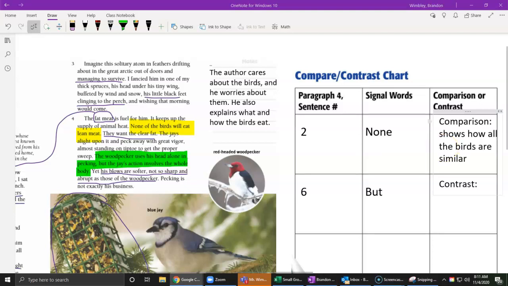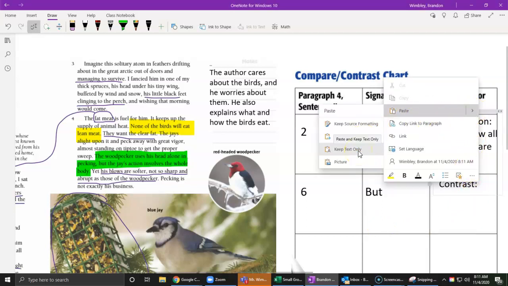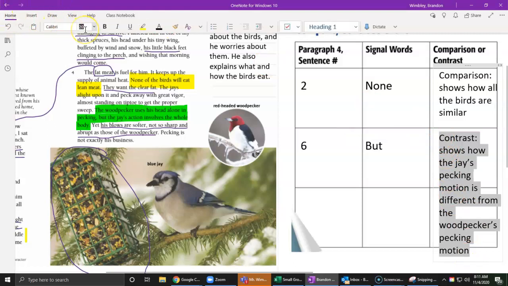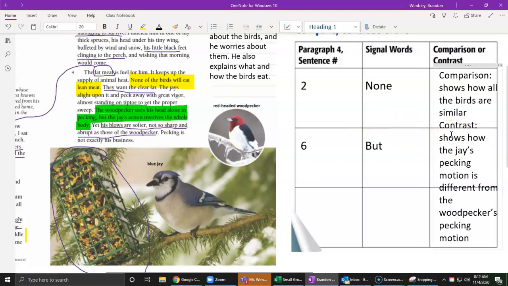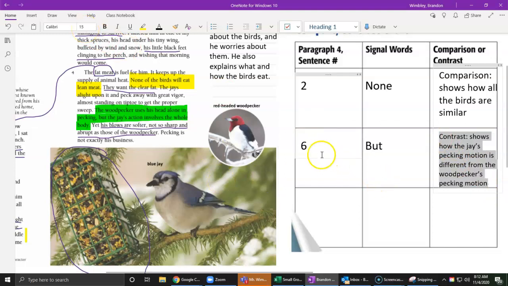And how are they not the same? Well, one, it shows that the woodpecker's motion is different than the blue jay's pecking motion. It's telling me one uses its whole body, but the other just uses its head. Now this one's a little bit bigger, so I have to shrink my font size down so it will all fit in that one section. So it looks like I have to go a little bit smaller. So let's try 15. There we go.